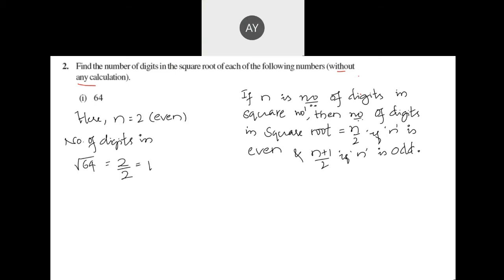Here n is 2. Therefore, the number of digits is 2 by 2, which is 1. So the square root will be having only one digit. If you look at the pair of two numbers, here there is only one pair, hence one will be the number of digits in the square root. Both of your answers are correct.